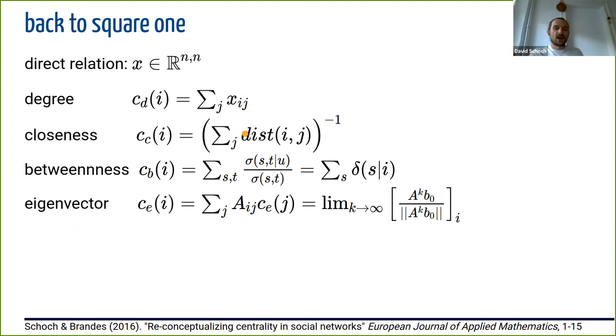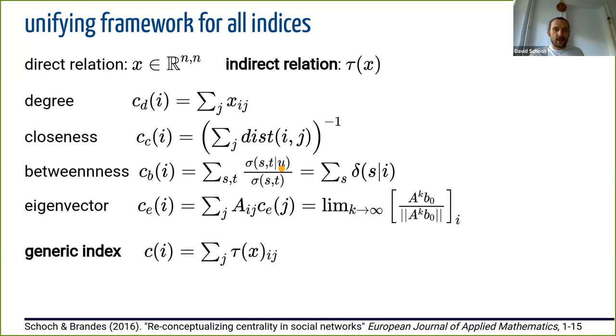For instance, distance: we can't ask node I how far it is from J in the friendship network. It's very hard for people to assess this in reality, but we can measure it indirectly by concatenating direct relations. It gets a bit more complicated for the others, but technically it's always the same. We use the directly observed relation and derive an indirect relation between nodes that is then used to create an index. So we can write any centrality index in a very generic form: we sum up indirect relations from a node I to all other nodes J. The easiest to explain is the distance one: we derive as the indirect relation the distance from I to all other J's and then sum up the inverse. It works for any other index this way. So we have a very generic form for centrality indices.